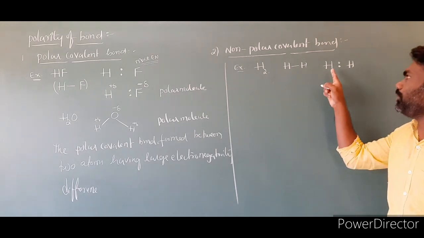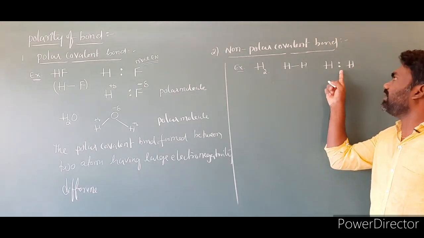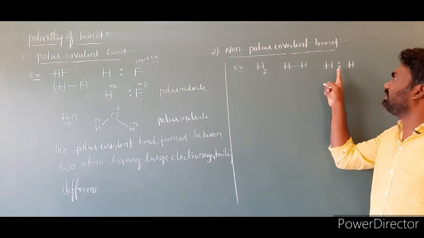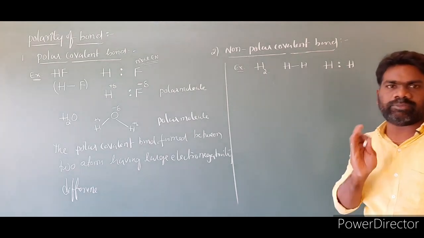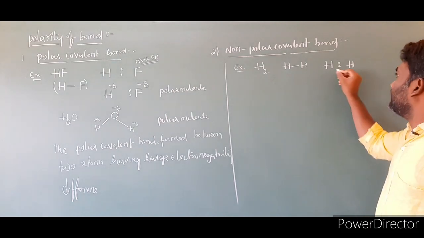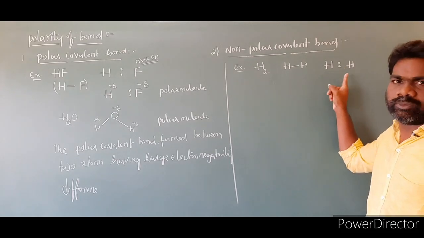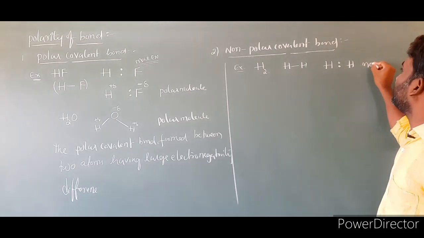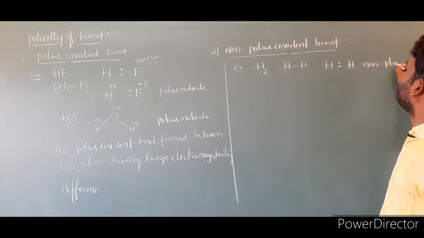In this case both are similar atoms. These electrons cannot move towards either hydrogen. These electrons are exactly located between the two nuclei of the two hydrogen atoms. So there is no positive pole and negative pole in this molecule. This molecule is a non-polar molecule.